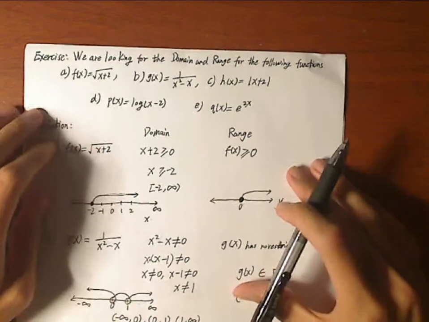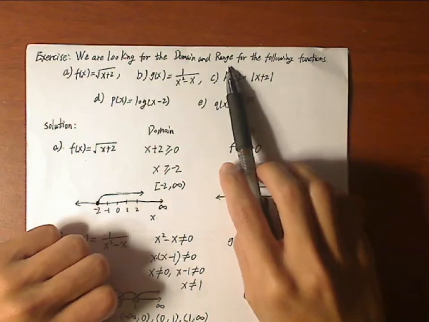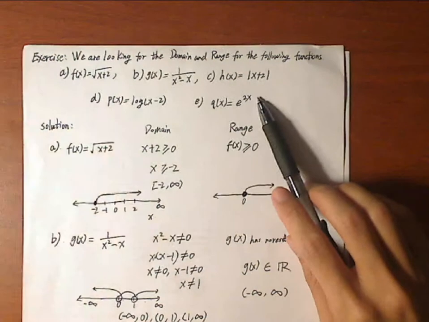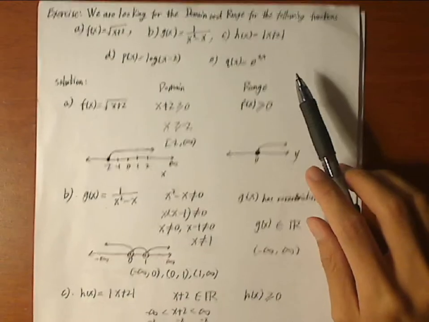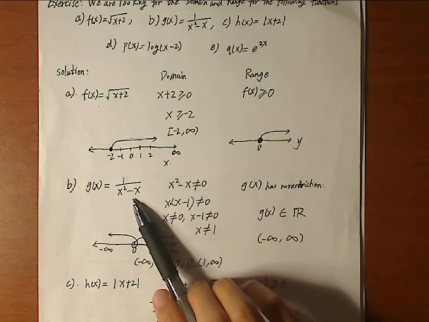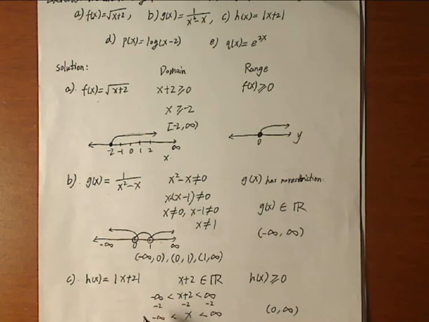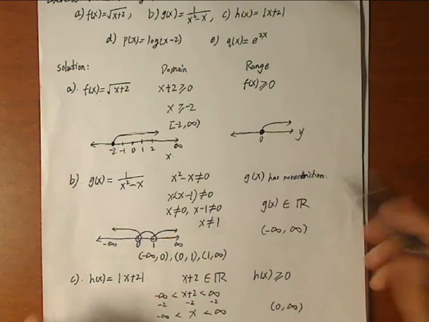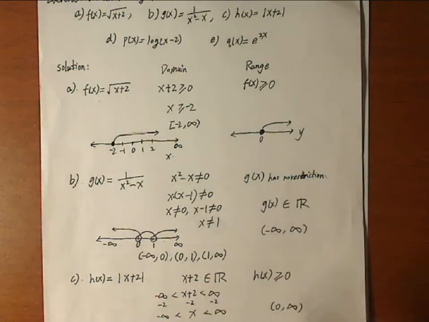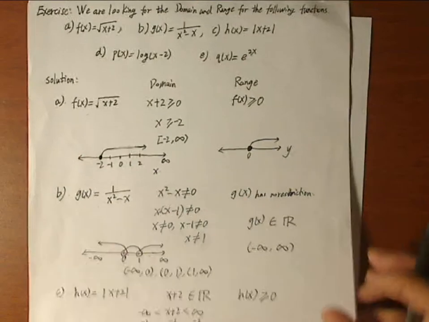Thank you guys for coming back to this tutorial. We are looking for the domains and the range for the given functions. We have 5 examples, and last time we did 3 of them: the square root, the fraction, and the absolute value. We learned each of them has different restrictions, and that's why we got different answers for each domain and range. Now we're going to continue doing that.